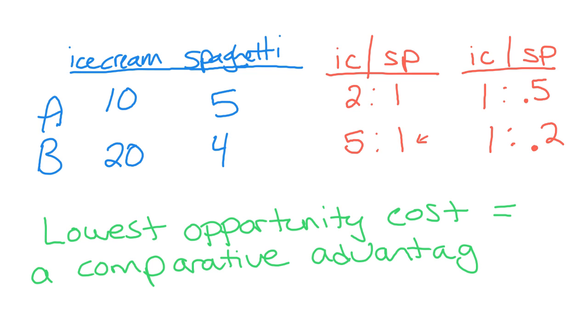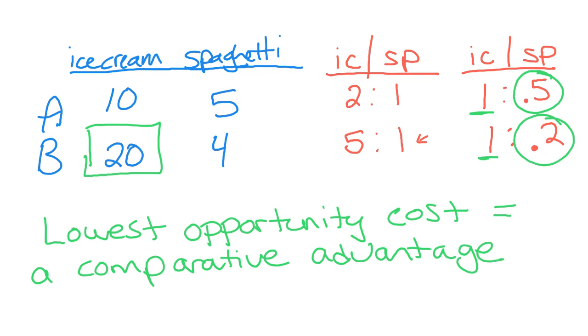So let's take a look and see about ice cream. If country A produces ice cream, they've given up a half of spaghetti. If country B produces 1 ice cream, they've given up 0.2 spaghettis. Which is lower, 0.2 or 0.5? 0.2 is lower. Therefore, it makes sense for country B to produce ice cream.